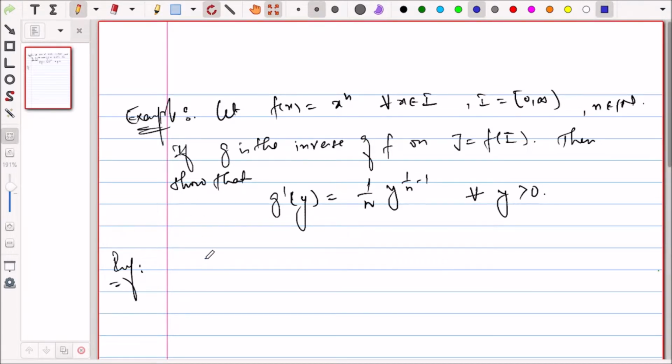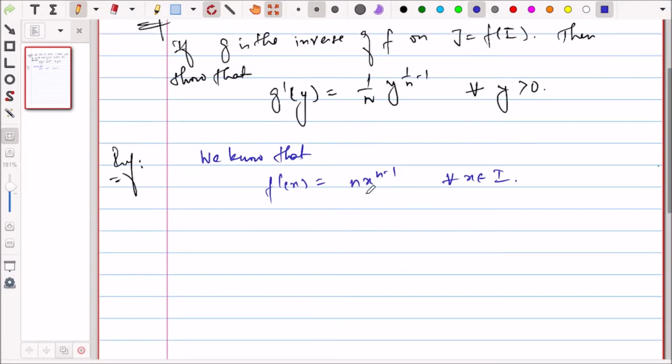We know that f'(x) is equal to n x to the power n minus 1 for all x belonging to I. This function is differentiable, and its derivative is given by n x^(n-1). So f'(x) is greater than 0 for all x belonging to 0 to infinity. What does this imply? This implies f is strictly increasing.